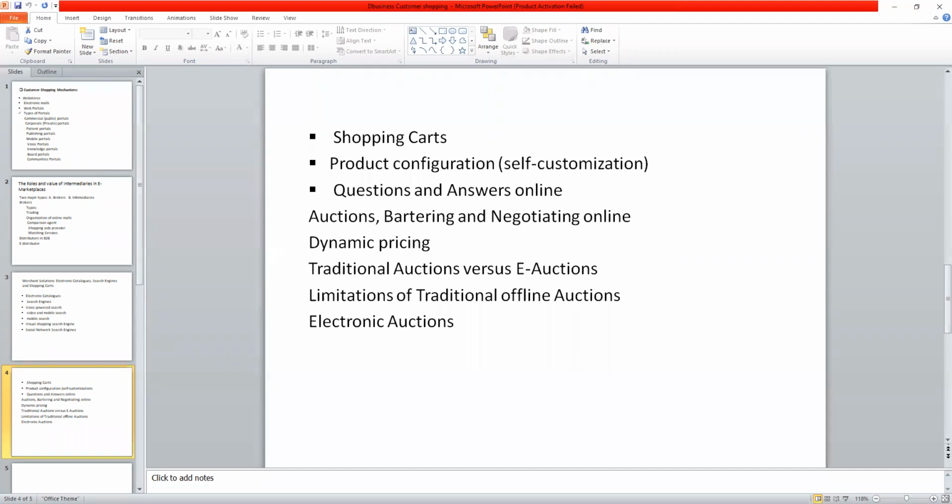Now, moving ahead with auctions, bartering, and negotiating online. This is one of the most interesting market mechanisms in e-commerce, that is, auction. Auctions are used in the business to consumer model, business to business model, consumer to consumer model, government to business model, and government to consumer model also.